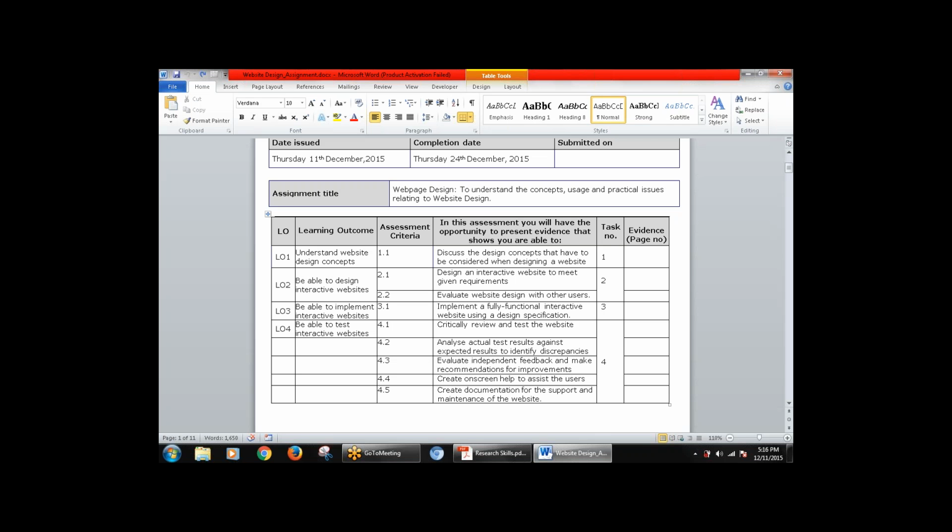In the same way, there is LO number 4, that is be able to test the interactive website. That is how to test the interactive website, what are the various tools, and what are the various criteria that are used to test interactive websites. That includes 5 parts, that is 4.1, 4.2, 4.3, 4.4 and 4.5. So there are 5 assessment criteria for LO number 4.